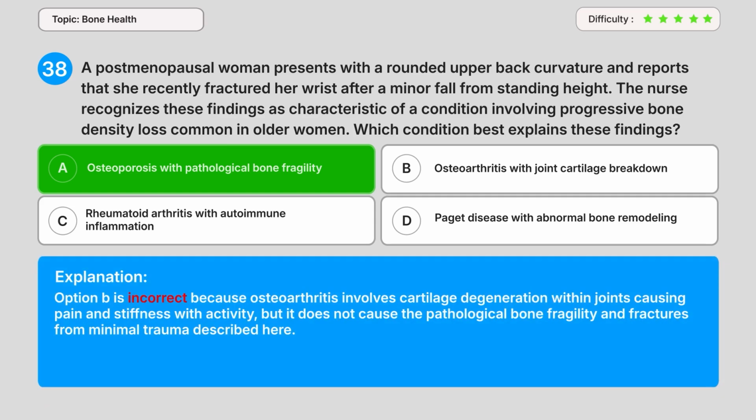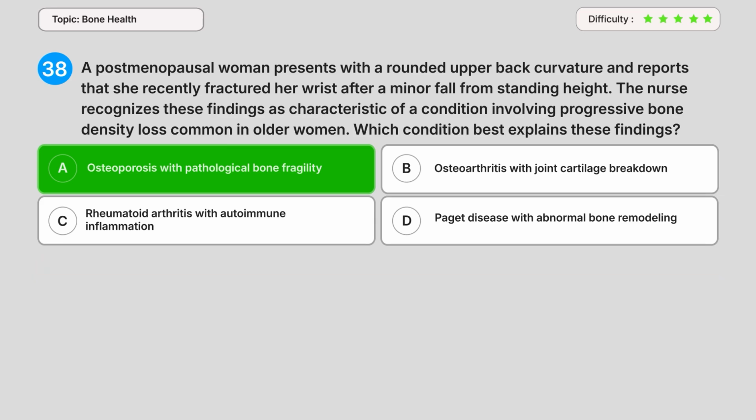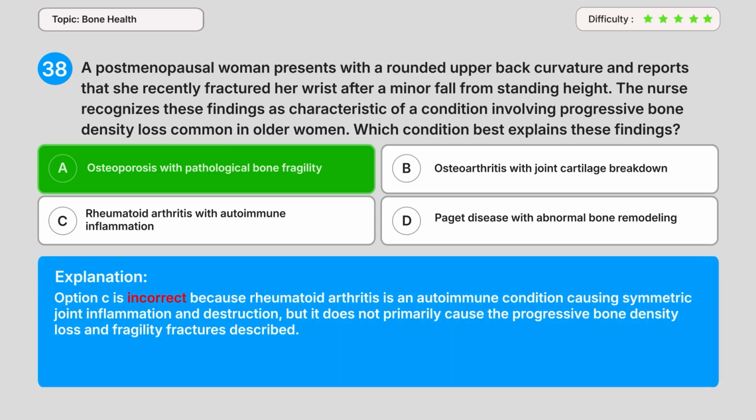Option B is incorrect because osteoarthritis involves cartilage degeneration within joints causing pain and stiffness with activity, but it does not cause the pathological bone fragility and fractures from minimal trauma described here. Option C is incorrect because rheumatoid arthritis is an autoimmune condition causing symmetric joint inflammation and destruction, but it does not primarily cause the progressive bone density loss and fragility fractures described.